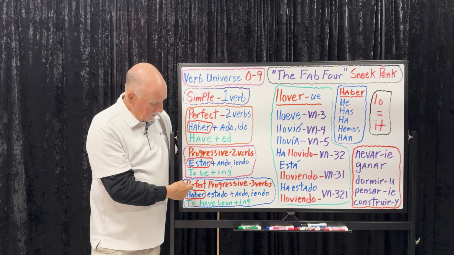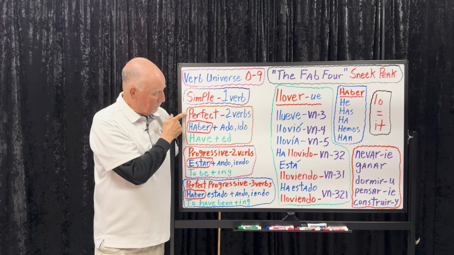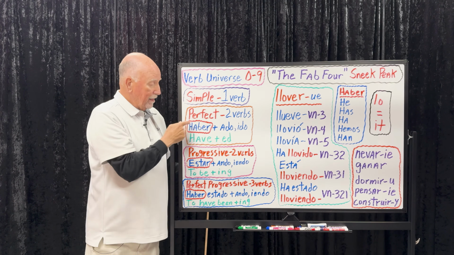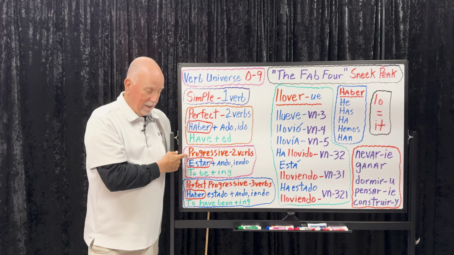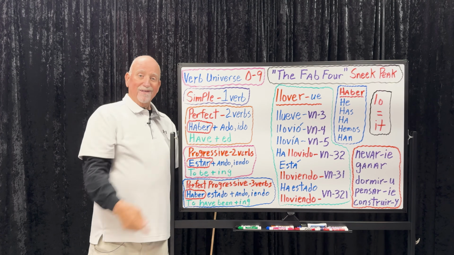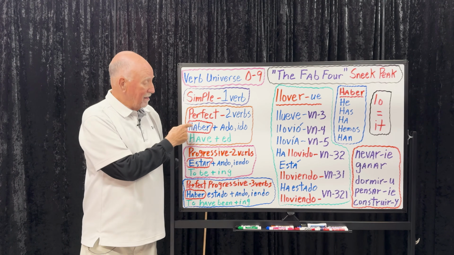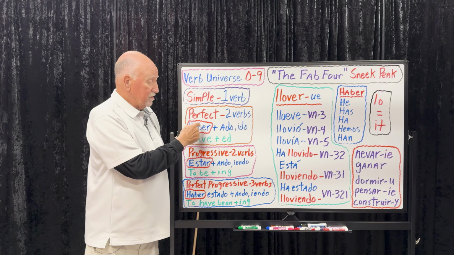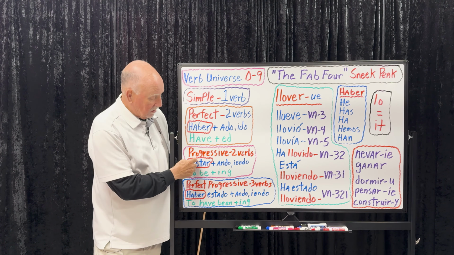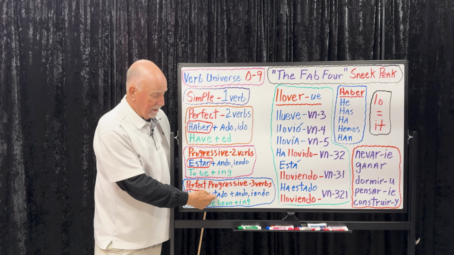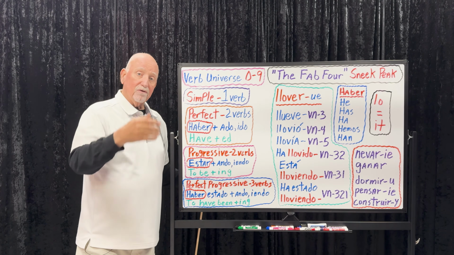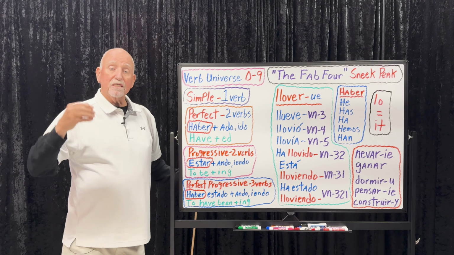Now, what is this one down here? The perfect progressive. Look, this is, watch: it rains, it has rained, it is raining, and this one would be, it has been raining. Oh my gosh, all we're doing is taking, we say here it has rained, which is ha llovido. We're going to put that right here, then take estar in the past participle, estado, and then go with the ing, which we already did here, lloviendo. Ha estado lloviendo.